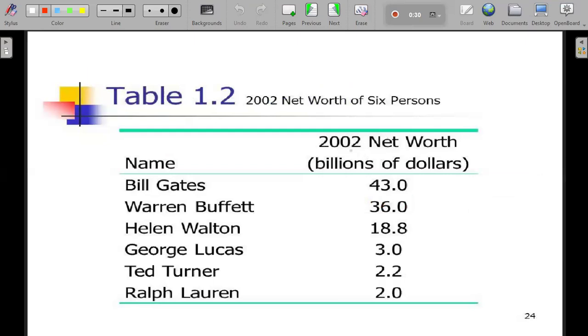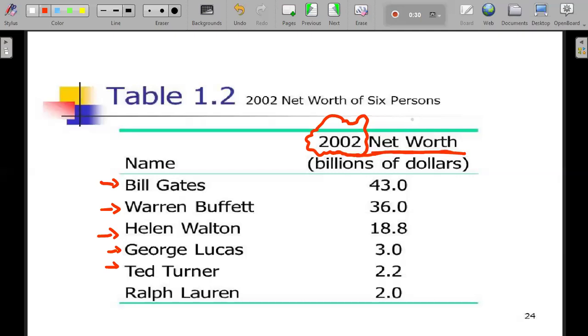This was the collection of the net worth in 2002. What you notice here is that we have different elements: Bill Gates, Warren Buffett, Helen Wharton, George Lucas, Ted Turner. All these are different elements, and the period here is the same. This data was collected in 2002, meaning the time period is the same.